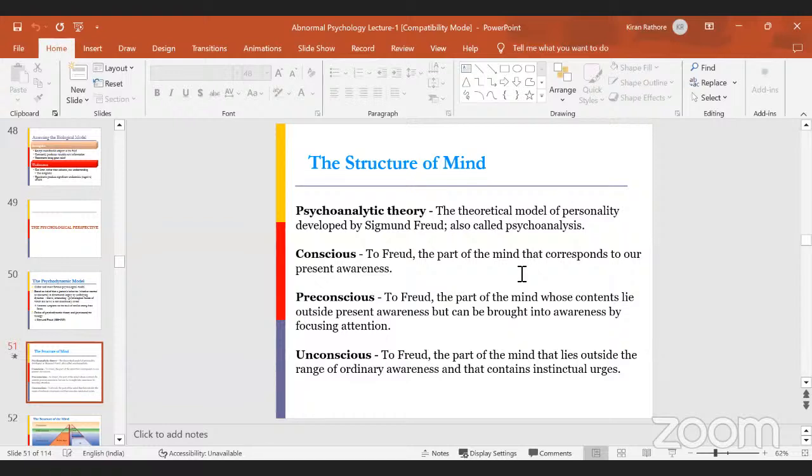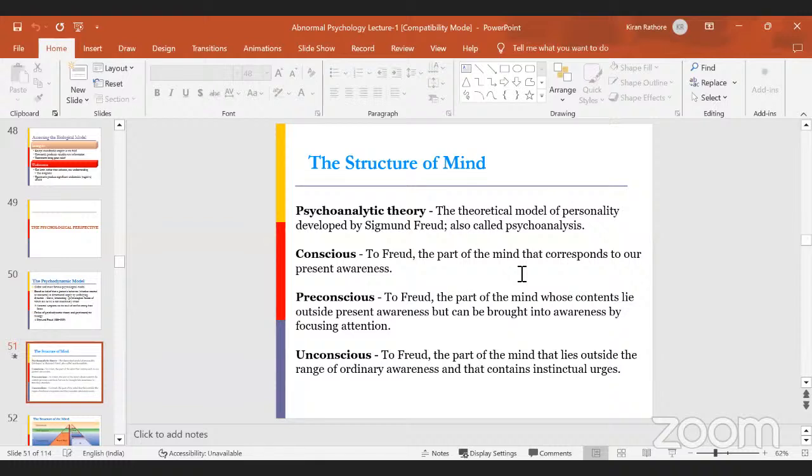developed by Freud is called psychoanalysis, and he is the one who gave this concept of unconscious, conscious, and preconscious. What is conscious? Conscious is the part of our mind that we are aware of, the present. It is under our awareness. Mind is huge; nobody can exactly measure the depth or the power of our mind. So conscious is the part of our mind we are aware of.